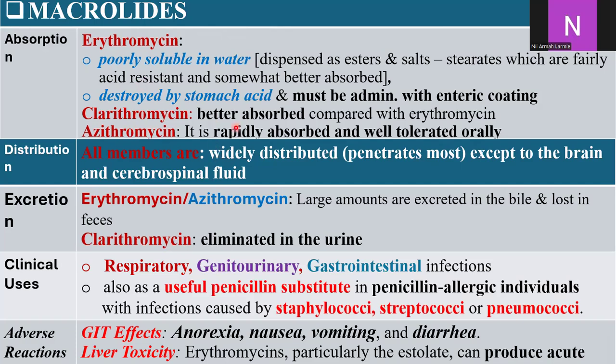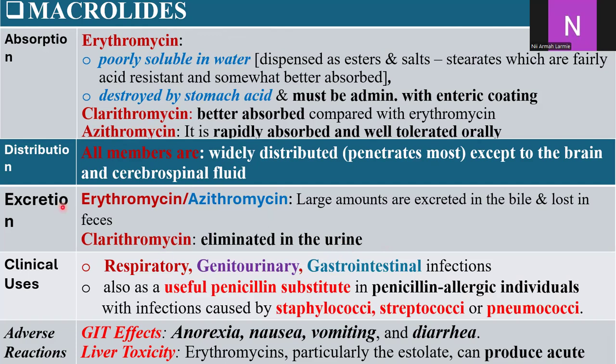Macrolides are distributed well into most tissues and fluids, except for the brain and the CSF, the cerebrospinal fluid. And this is mostly because they are larger molecules. They are eliminated usually in the bile and lost in feces. So erythromycin and azithromycin are mostly eliminated in bile or feces. Clarithromycin, on the other hand, is eliminated by the kidney or the renal system.